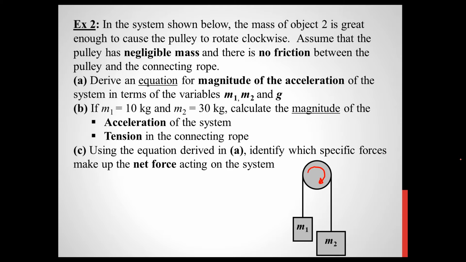B, it gives me some numerical values, and then it wants me to calculate the system acceleration and the tension in the rope, the magnitude of both of them. And then C is a bit more of a unique question, which we'll get into later, that says, using your equation from part A, identify which forces are the net force on the whole system. That'll be easier to explain when we come back to it after we do parts A and B.